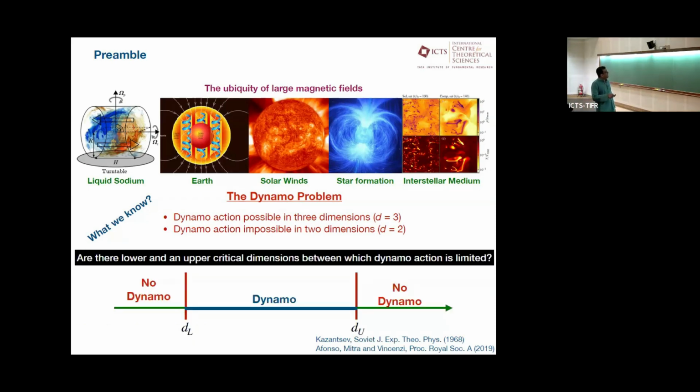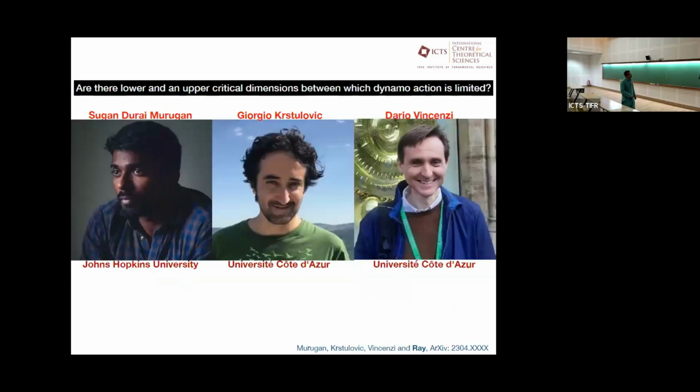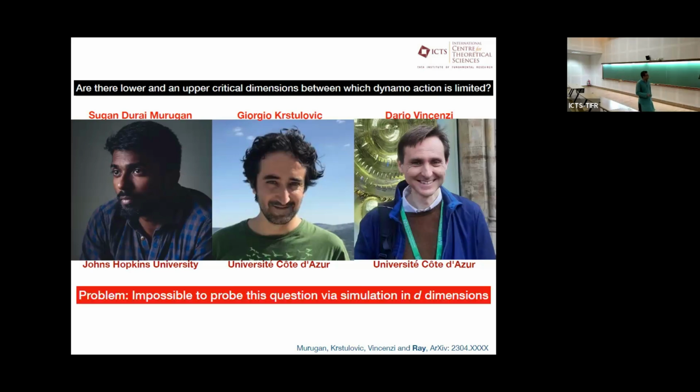But before we get there, the question that I'll try to answer here is: are there upper and lower critical dimensions within which you can have dynamo? The word critical is just to be fancy here. As I said, at d equal to 2, there are no dynamos. At d equal to 3, there are dynamos, but could there be a range of dimensions which permit dynamo, and on either side of these dimensions, you don't get dynamos? This question was asked and answered by Sugan in his thesis, and we've been indebted to my good friends Giorgio and Dario, who've also helped us along.